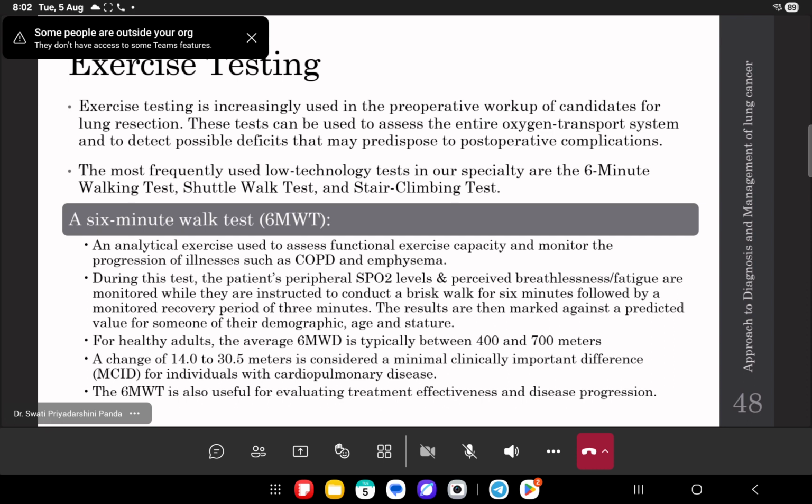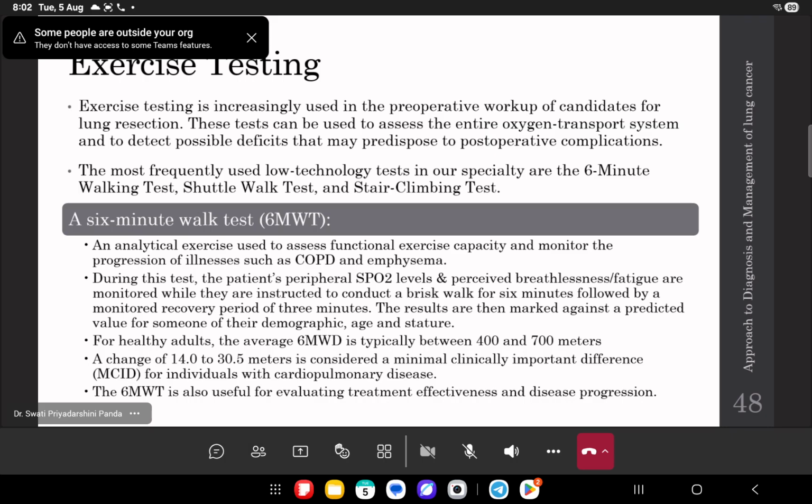These can be used to assess the entire oxygen transport system and to detect possible deficits that may predispose to postoperative complications. A 6-minute walk test is an analytical exercise used to assess functional exercise capacity and monitor the progression of illness such as COPD and emphysema.